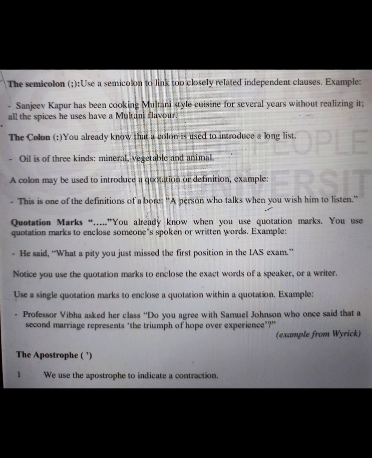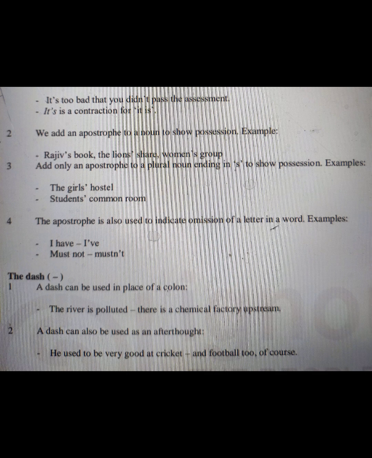The apostrophe. 1. We use the apostrophe to indicate a contraction. It's too bad that you didn't pass the assessment. It's is a contraction for it is. 2. We add an apostrophe to a noun to show possession. Example: Rajiv's book, the lion's share, women's group.